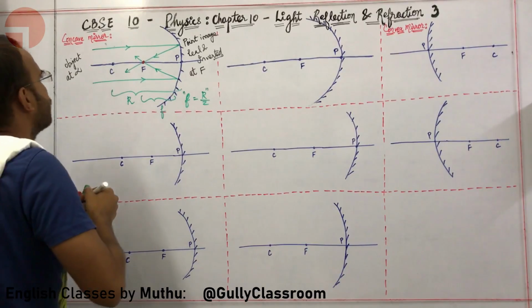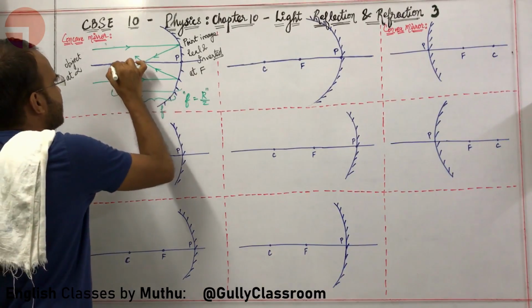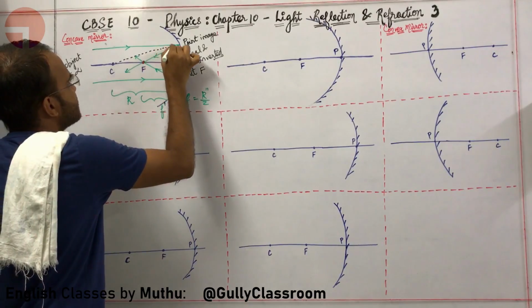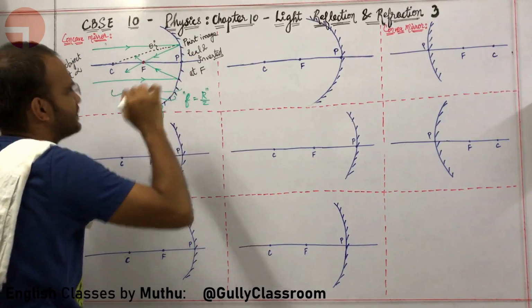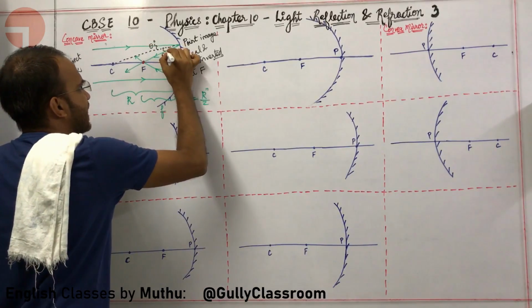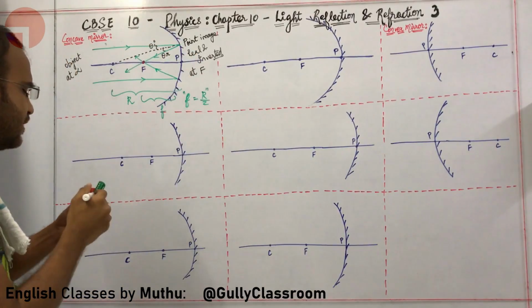Sir, what if I am going to draw a normal here? The lines passing through C are called normals. So this is going to be theta I, angle of incidence. This is going to be theta R, angle of reflection. That is fine. Okay, sir.